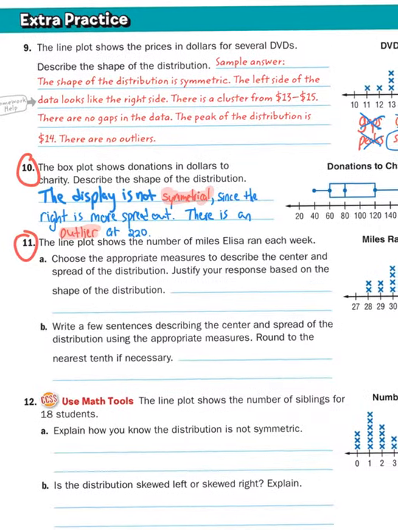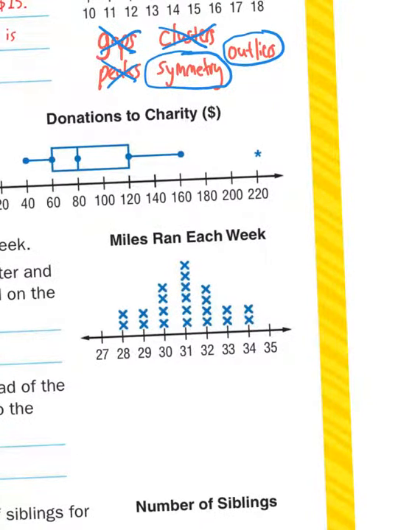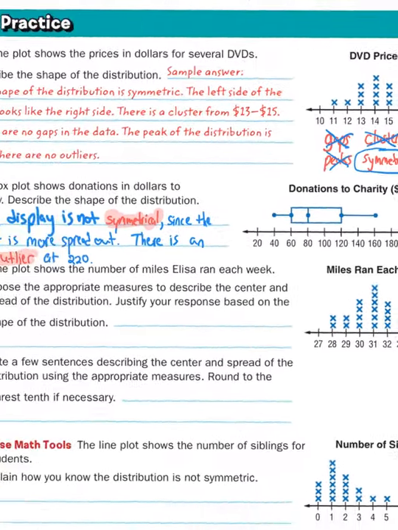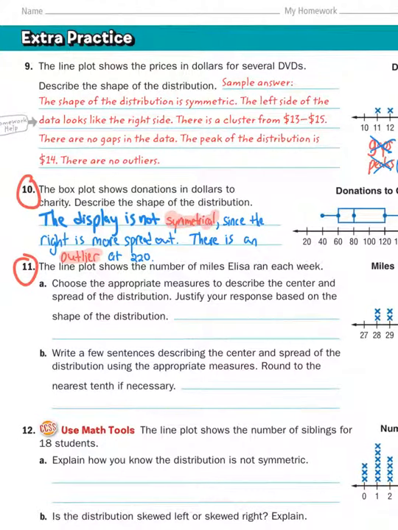Now, for number 11, they give us another line plot here. It says miles ran each week, and they're going to ask us to do something to this. So here's what it says. The line plot shows the number of miles Elisa ran each week. Choose the appropriate measures to describe the center and the spread. Justify your response based on the shape. Then it says write a few sentences describing the center and spread of the distribution using the appropriate measures. Round to the nearest tenth if necessary.